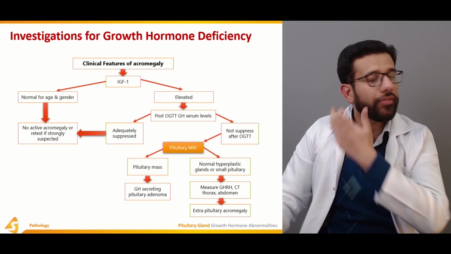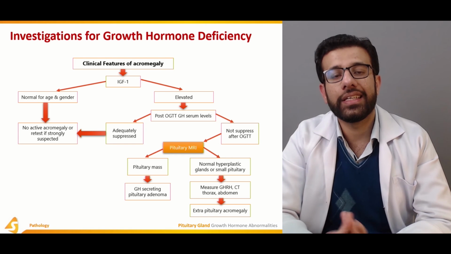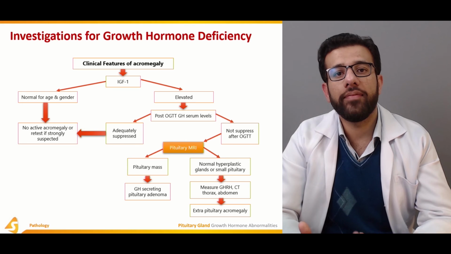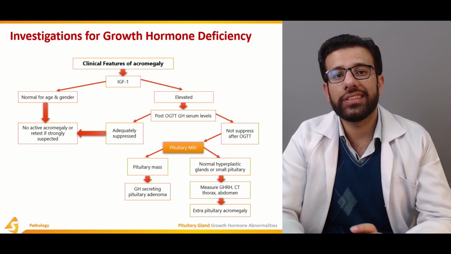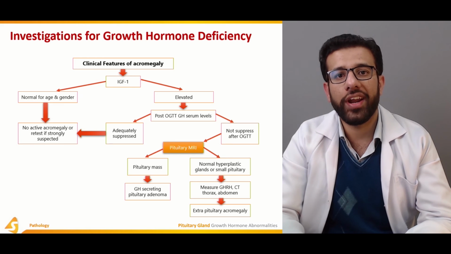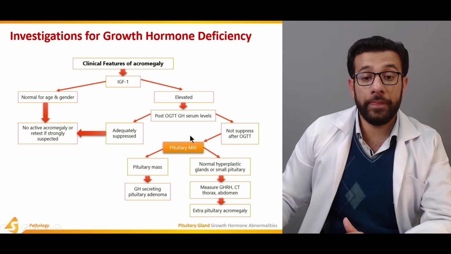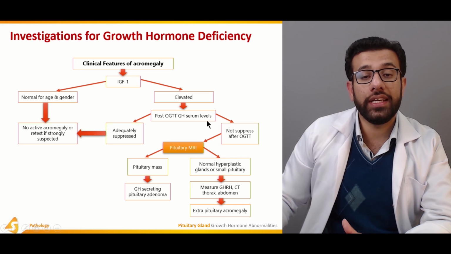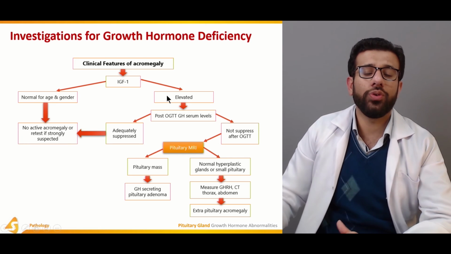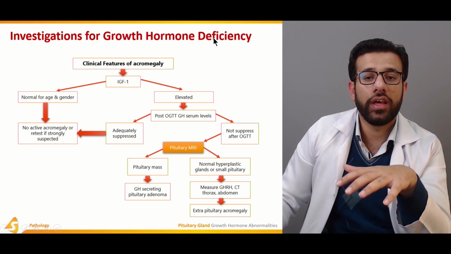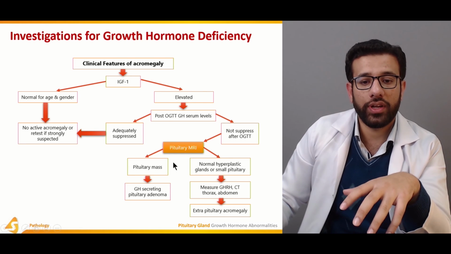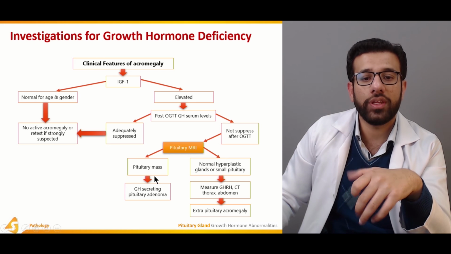In this, basically 75 gram of oral glucose is ingested by the patient over 5 minutes in 3 to 4 sips, and the patient is asked to drink the water slowly to avoid any nausea or vomiting. So if post OGTT the growth hormone levels are adequately suppressed, then there is no active acromegaly; retest if strongly suspected. So these all are basically the suppressive tests for growth hormone excess. And the pituitary MRI is basically for the pituitary mass.